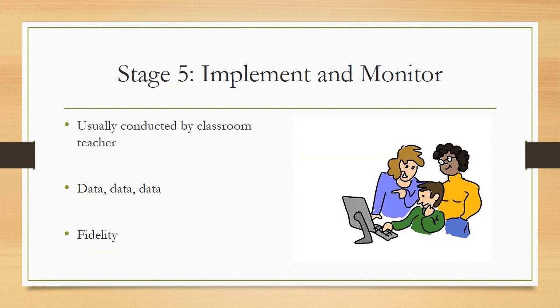Stage 5 is when the strategies are implemented and monitored. Typically, they are conducted by the classroom teacher, but they could be implemented by another staff member in the school if it's appropriate. The most important part of this stage is data. There has to be data to track if a student is improving, staying the same, or getting worse. This data is often tracked using a curriculum-based measurement or a behavior tracking sheet.